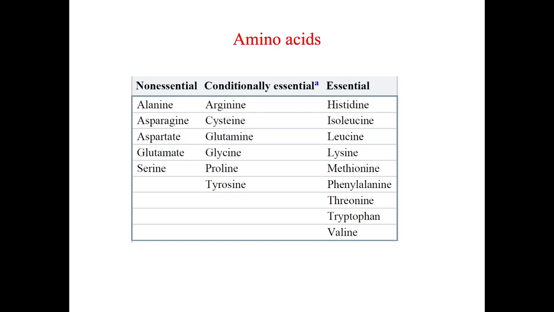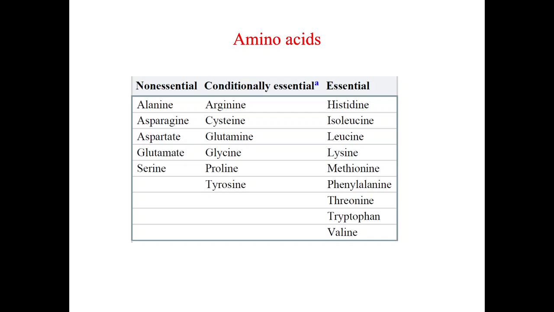So we are talking about a lot of amino acids. Just a refresher: non-essential amino acids are ones we don't require in the diet. The body can synthesize them: alanine, aspartate, asparagine, glutamate, and serine. Conditionally essential in humans are arginine, cysteine, glutamine, glycine, proline, and tyrosine. And the essential ones are histidine, isoleucine, leucine, lysine, methionine, phenylalanine, threonine, tryptophan, and valine. These are some of the amino acids whose fate we are discussing here.